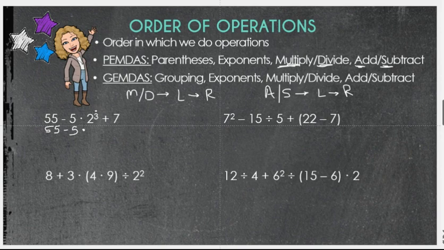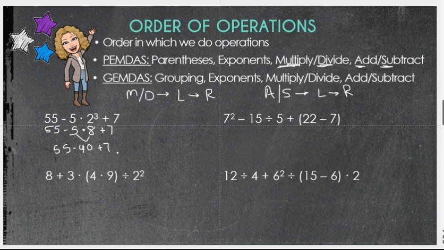Exponents is first, so we're going to do that first. 2 to the third power is 2 times 2 times 2, which is 8, plus 7. So we rewrite everything else. Then we look at our expression. There were no parentheses. We did the exponents. Next, we multiply or divide from left to right. The only thing we have in here is multiplication. So that's 40. 5 times 8 is 40. We will keep the 55 and the minus and the plus 7.